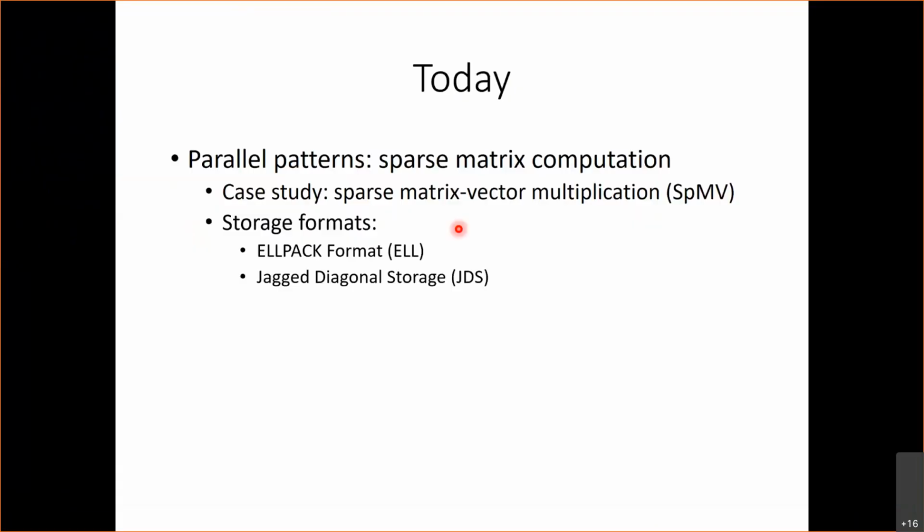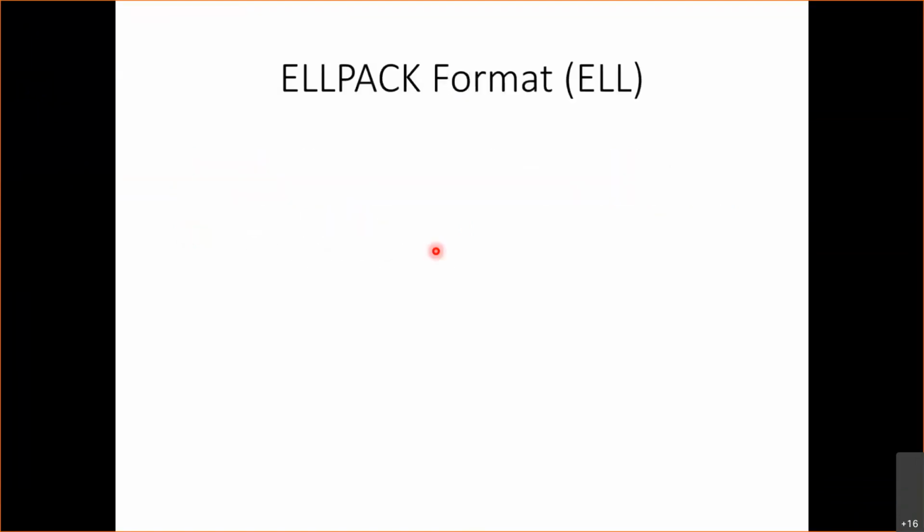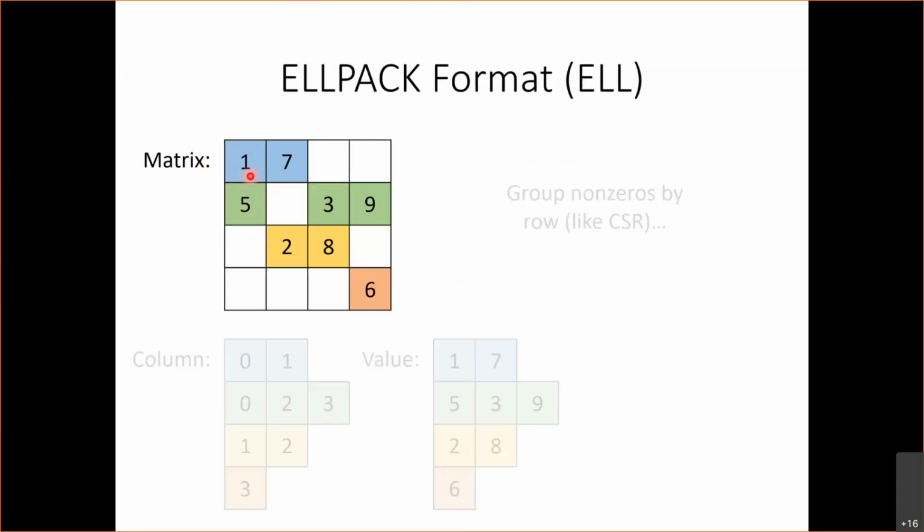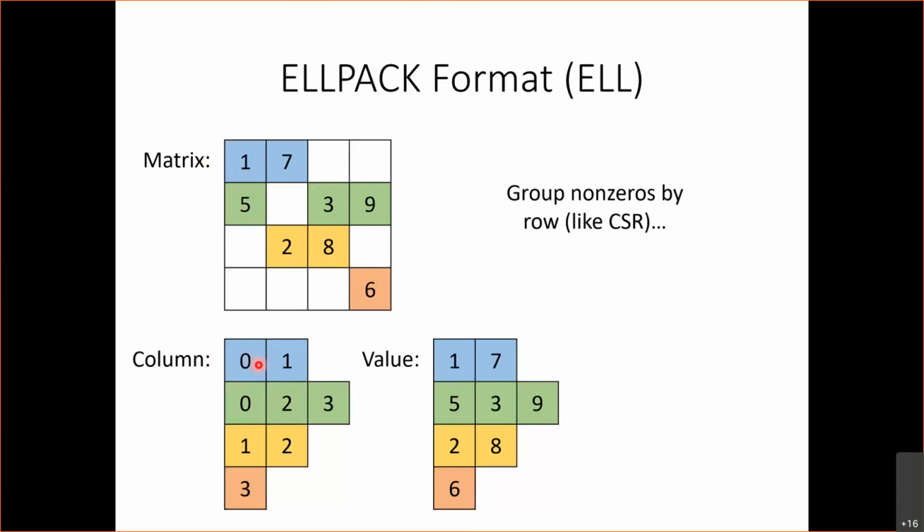So what we'll start with today is we'll start talking about the ELLPACK format. The ELLPACK format is as follows. If I have a matrix, this matrix over here, what we are going to do is similar to CSR. We are going to group the non-zeros of each row together. Here we're going to have the column indices and the values of the non-zeros, and we're going to group them together like this. So we're going to have the non-zeros of the first row, followed by the non-zeros of the second row, followed by the non-zeros of the third row, followed by the non-zeros of the fourth row.